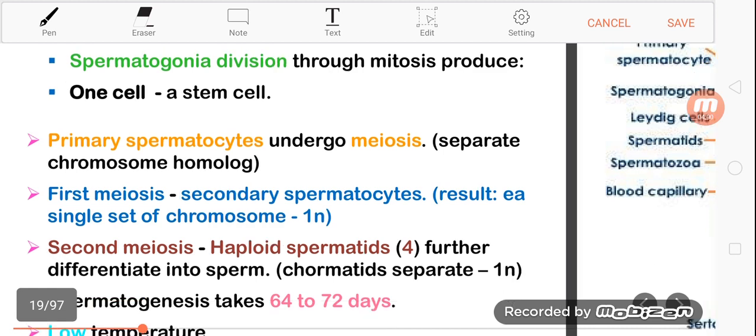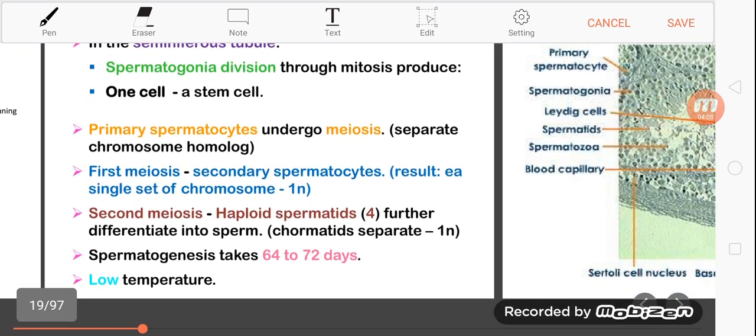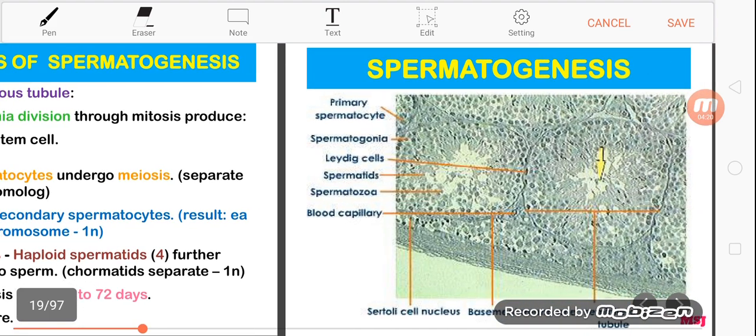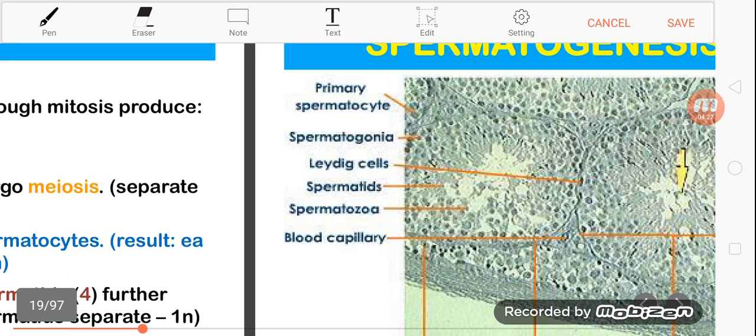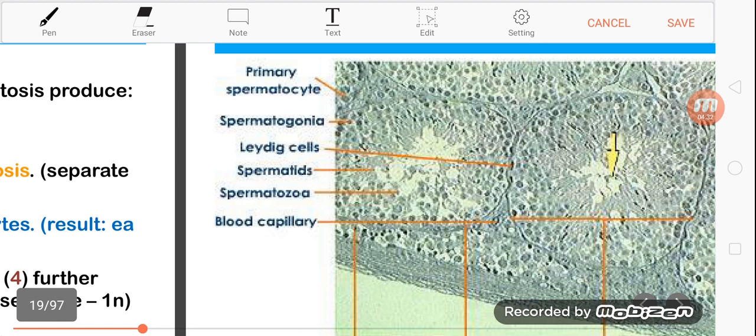This takes place over about 64 to 72 days. This early spermatid will undergo further processes, which we will look into later. This slide here shows how it actually looks under the microscope when we cut across the seminiferous tubules.